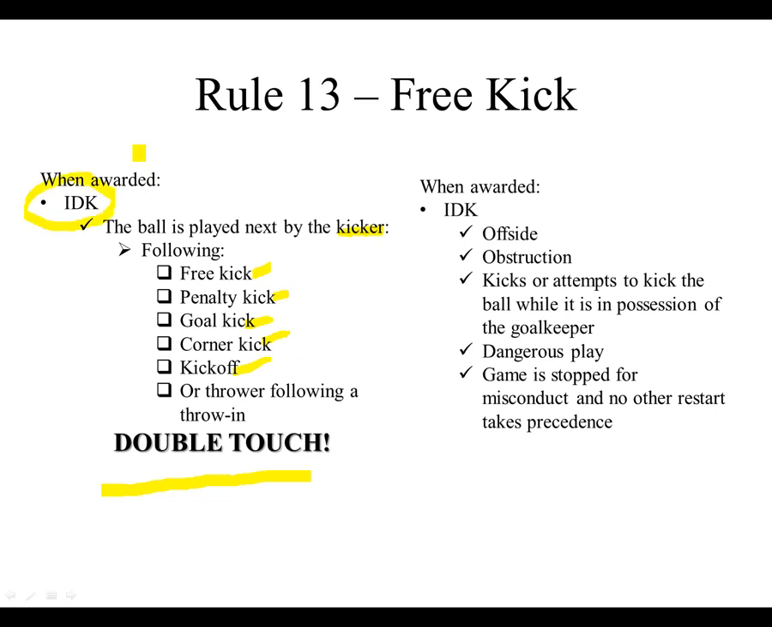Pretty simple. Here's another one. We have the indirect free kick awarded for offside, and obstruction; we've talked about both of those. Kicking or attempting to kick the ball while it's in possession of the goalkeeper. Dangerous play, or the game stopped for misconduct or for no other reason.